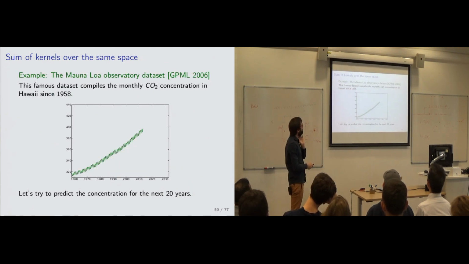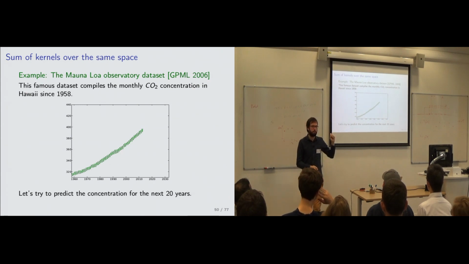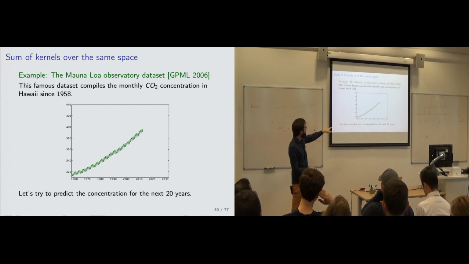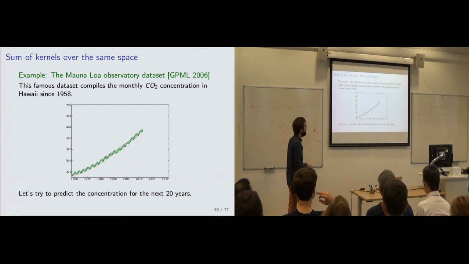So here's an example from GPML to show how this can be useful. That's the data set we have. It's the CO2 concentration in the atmosphere. It looks like it's plotted here as a curve, but again, we have one point every month, so it's exactly as before, right? It's just a set of a lot of points we have so far.